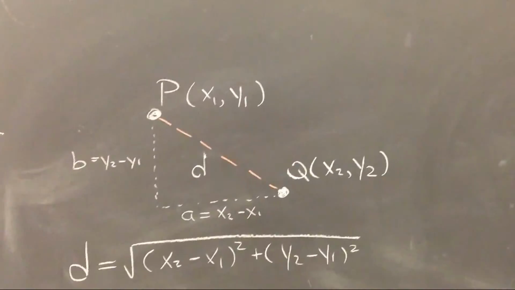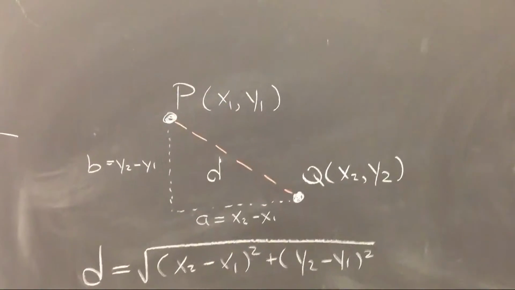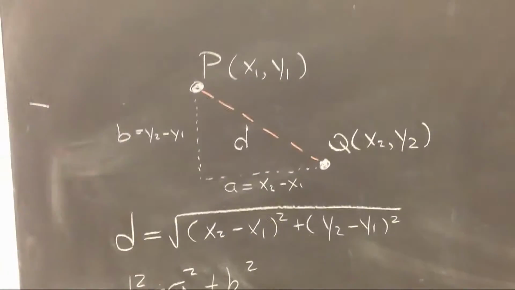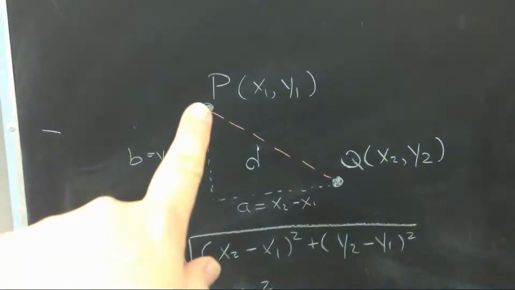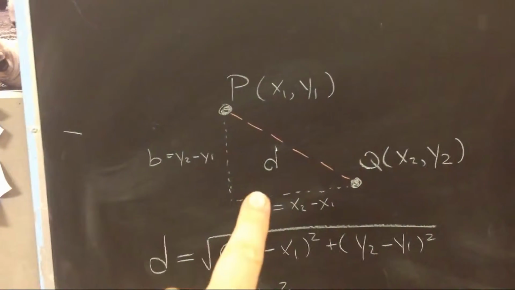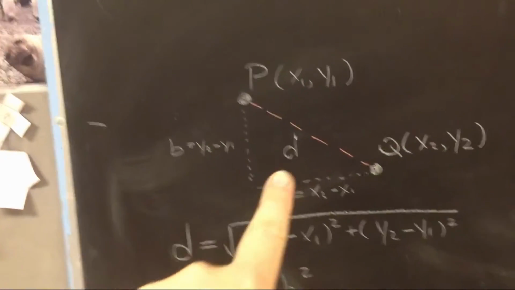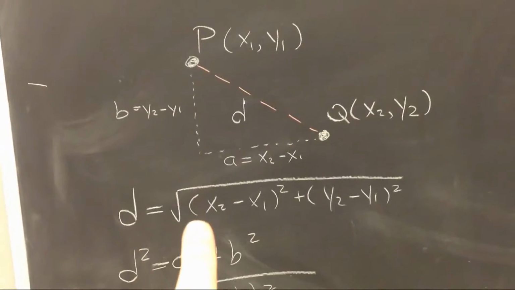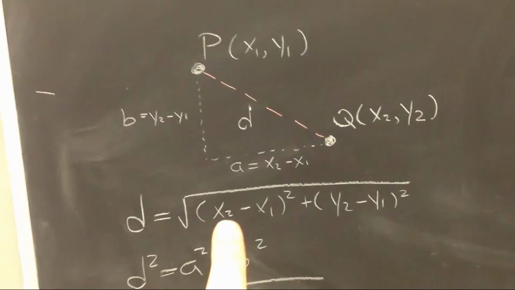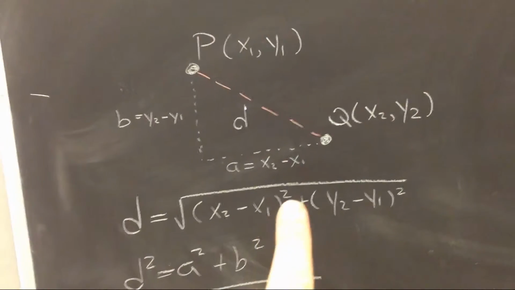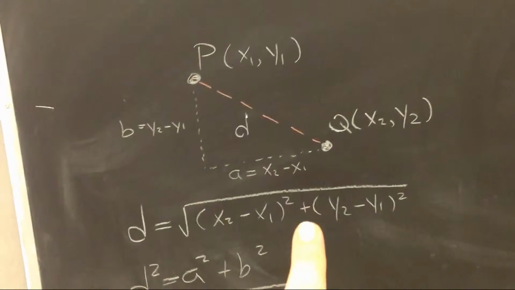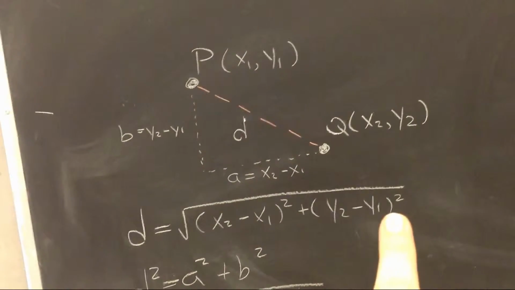Now, we've already done this back in lesson 1.6. So what we do is we connect the 2 points together, P and Q, and we call this distance d. And we figured out that if d is the distance, then the formula for distance is the square root of x2 minus x1 squared plus y2 minus y1 squared.